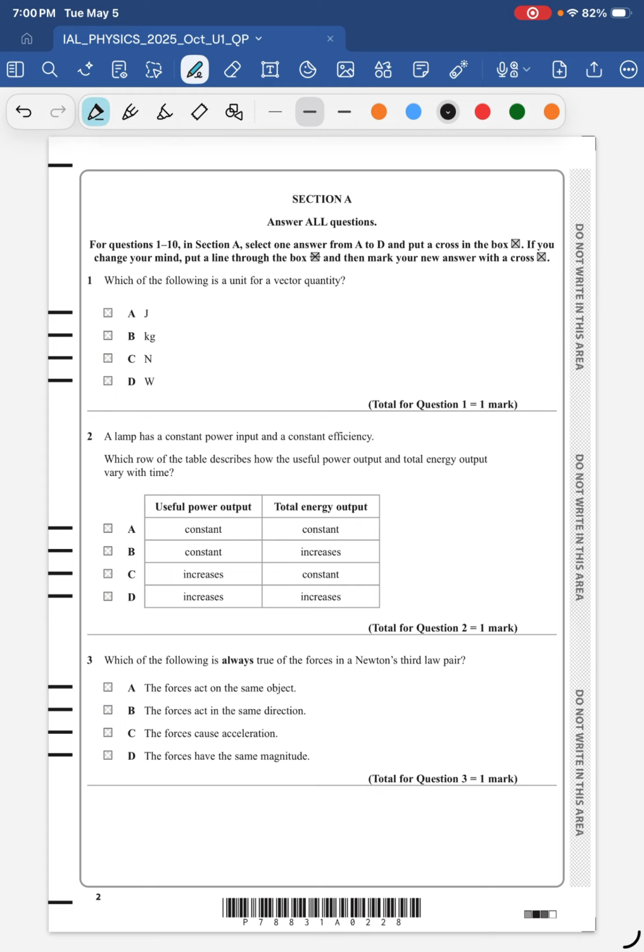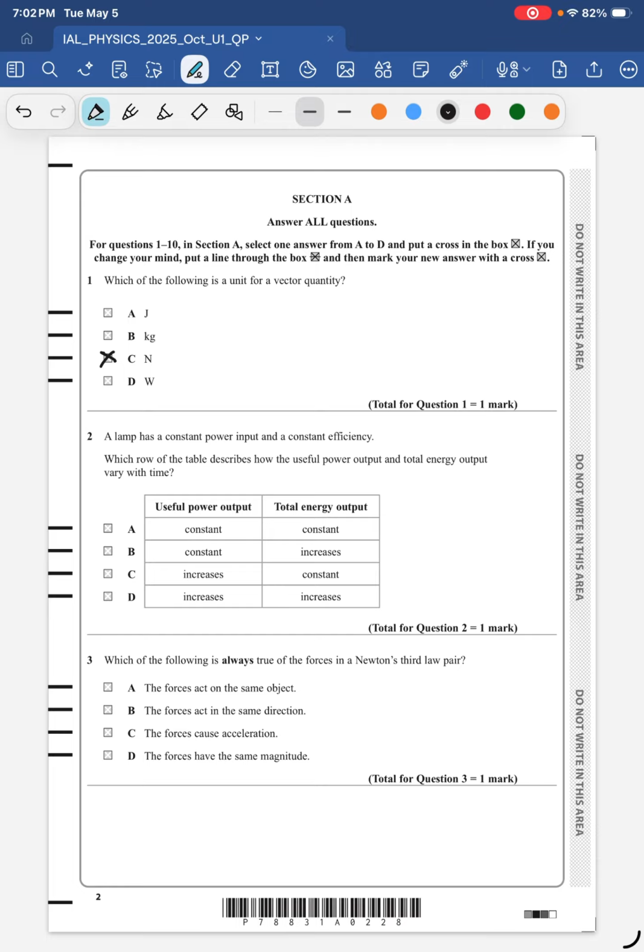Okay, question 1. Which of the following is a unit for a vector quantity? Joules, kilograms, and watts are scalar quantities because energy, mass, and power are scalar quantities. They don't have a direction. The only quantity that does have a direction is force, which is measured in newtons. So the option C is the correct one.